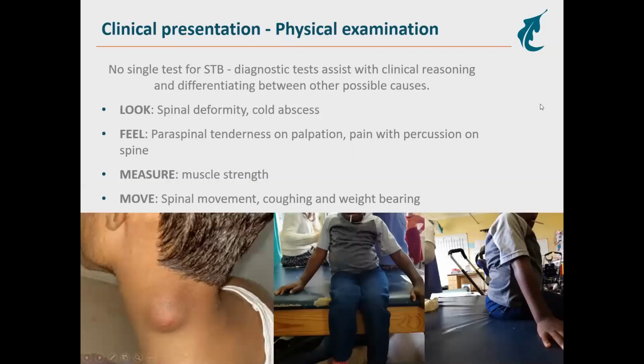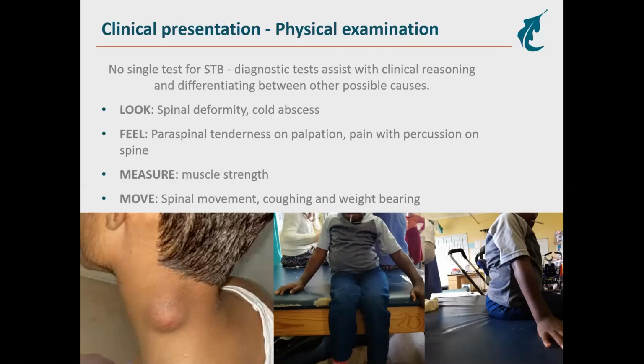And then when you do your physical examination, once again, no specific single test will tell you this is spinal TB. You must differentiate between spinal TB and obviously any other causes. So first of all, you will look for any spinal deformity, any cold abscess, such as the buoy at the bottom. So when you find something like that anywhere along the spine or in the groin area, you must investigate further. Yeah, you look for spinal deformity in any way.